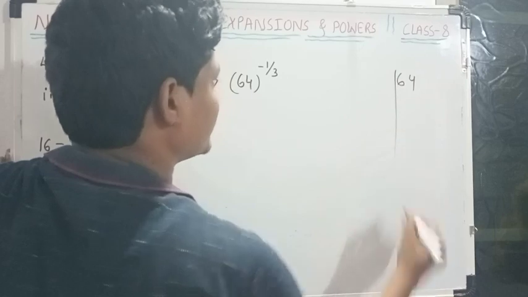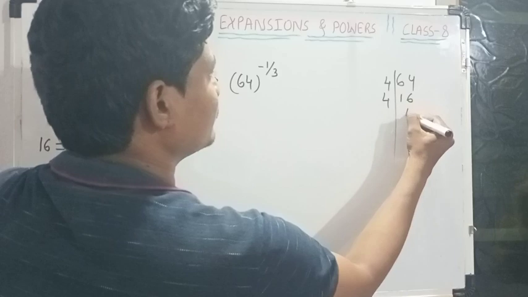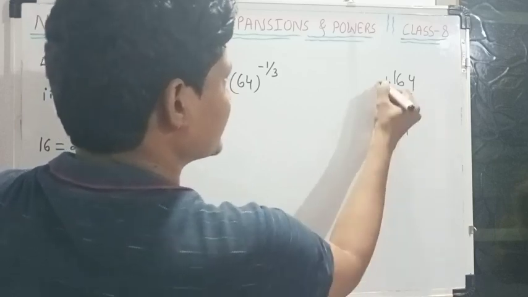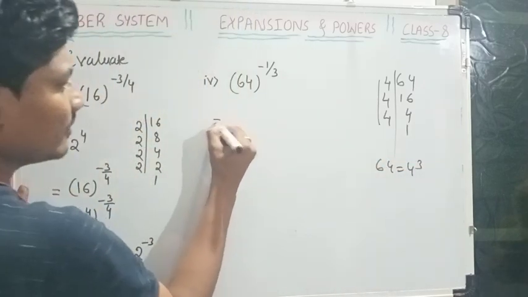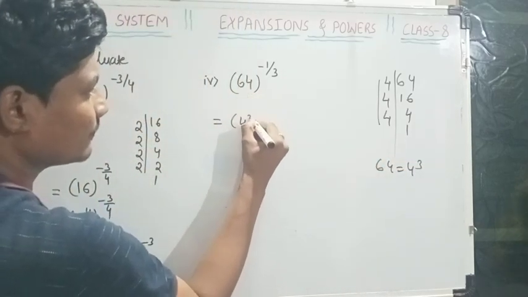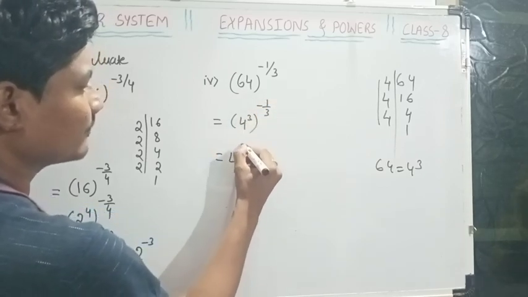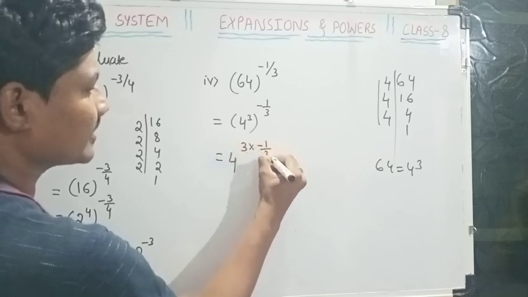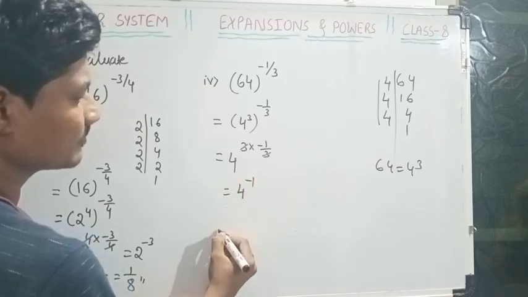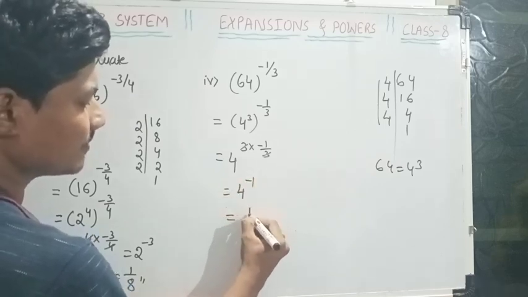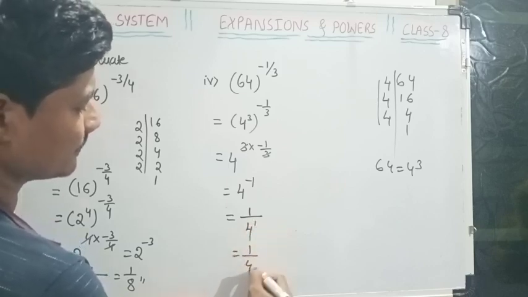Similarly, 64. I'll factorize it: 4 4s are 16, 4 16s are 64. What I do here, 64 is equal to 4 cube. 64, that is 4 cube raised to the power minus 1 by 3. 4 to the power 3 into minus 1 by 3. 3, 3 gets cancelled here. 4 to the power minus 1 is equal to 1 upon 4. This is the answer.